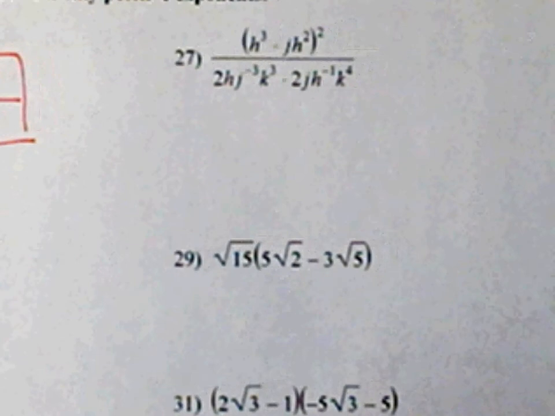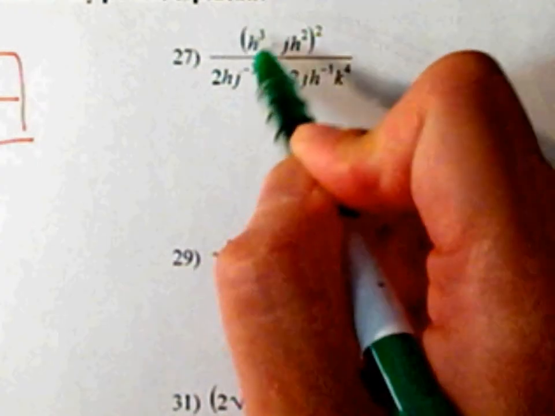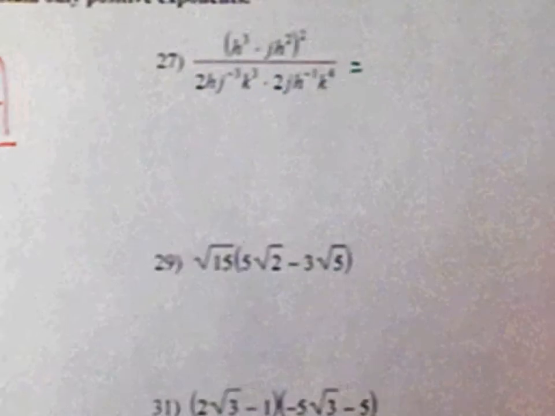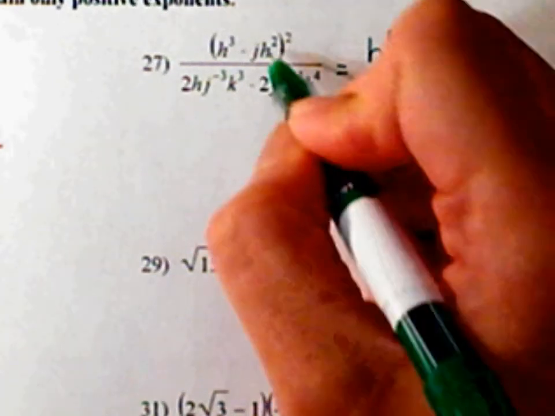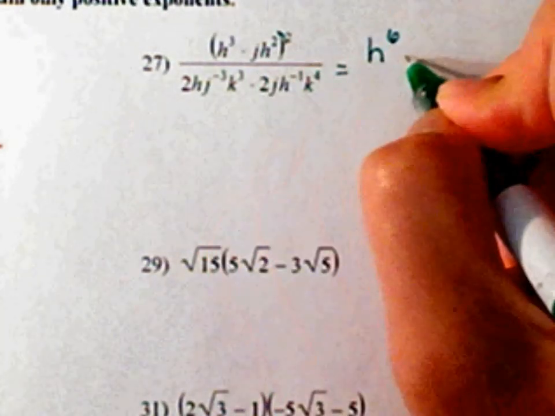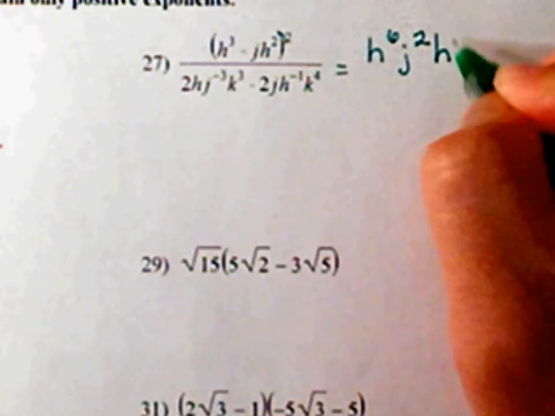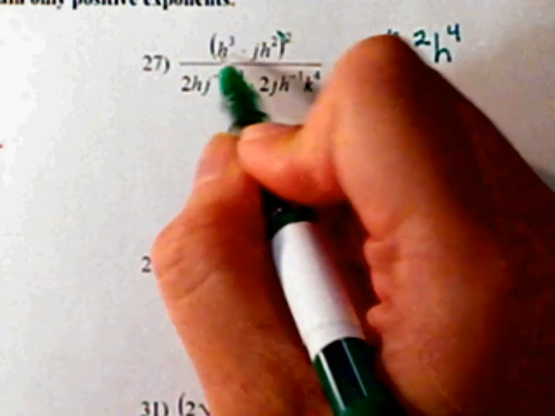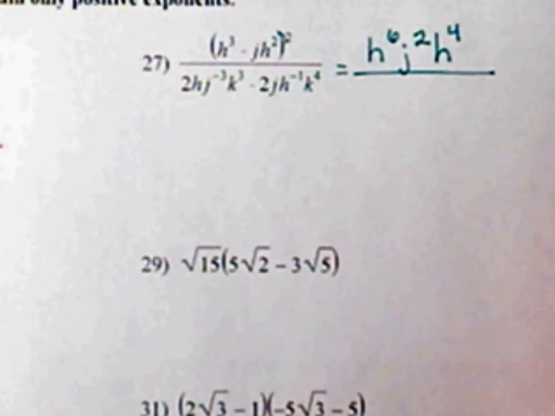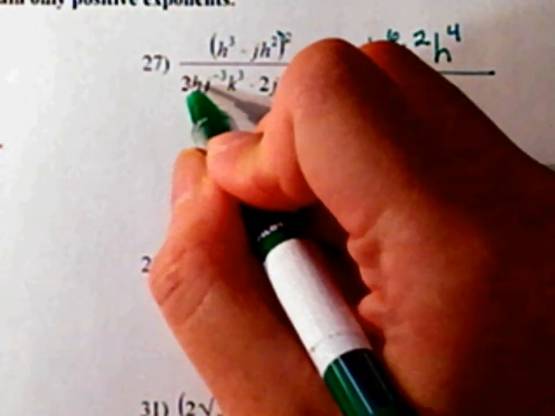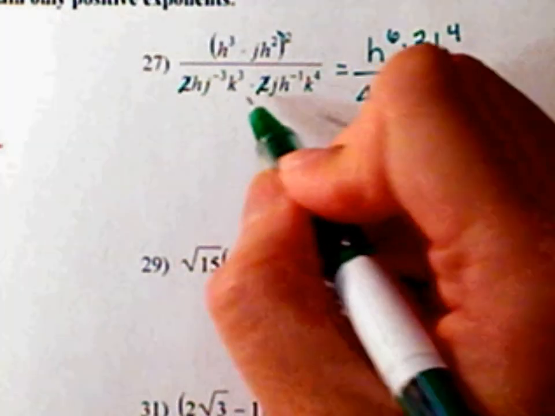Number 27, okay? If you will notice, this square goes to both of these, so I'm going to go ahead and simplify. So you have h. 3 times 2 is 6. Notice the parentheses. J to the first becomes j squared. H to the fourth. You could have combined these first if you want to, but I will do that later. More than one way to work every problem. 2 times 2 is 4. Okay? And then you got your h here.